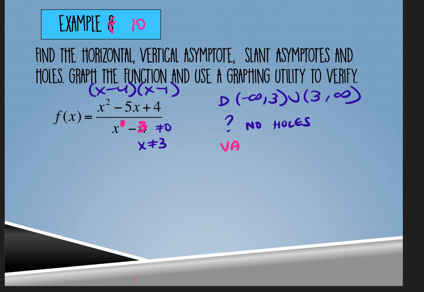Then my vertical asymptotes are the opposite of the domain. Where it can't equal is now where the asymptote goes. So x equals 3. What's the relationship between the exponent at the top and on the bottom? Top is bigger, so no horizontal asymptote. Specifically, how much bigger? By 1, which means there is a slant asymptote.